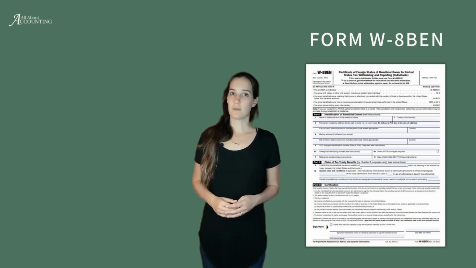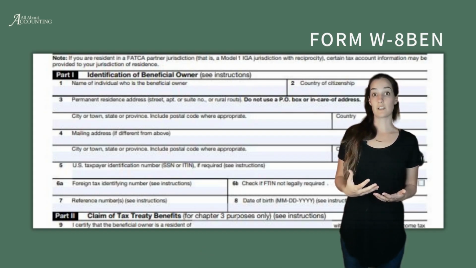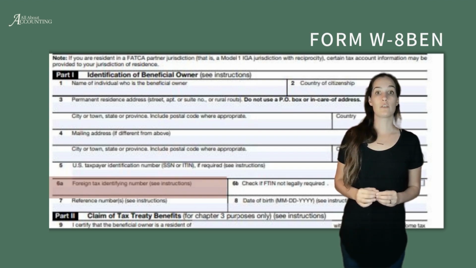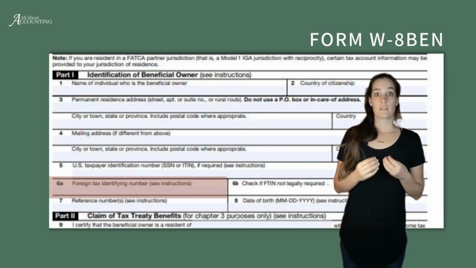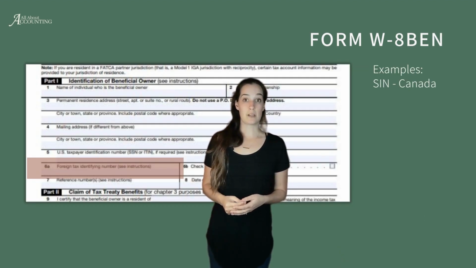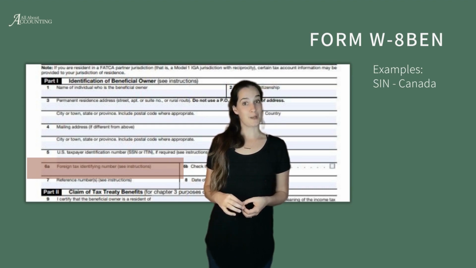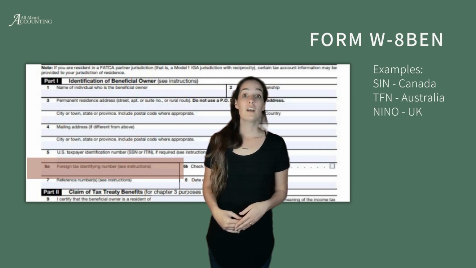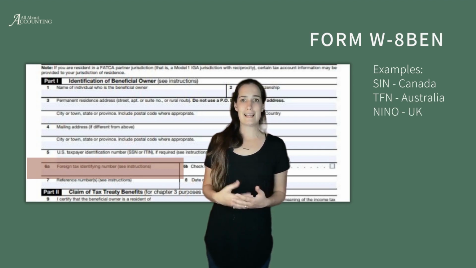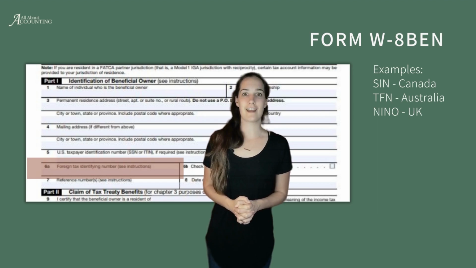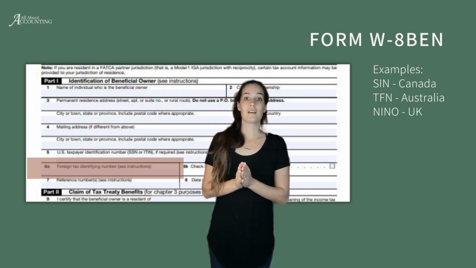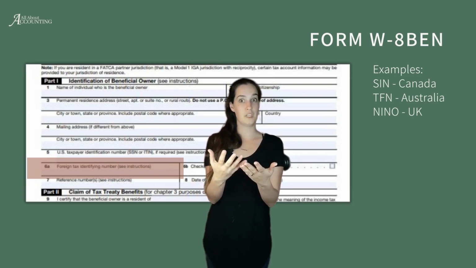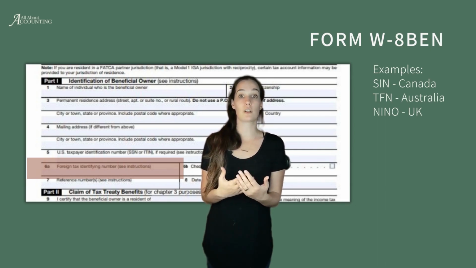So let's have a look at the W-8BEN. Part 1 is pretty self-explanatory. My only comment here is that, yes, you need to fill out your foreign tax ID number. For Canada, that's your SIN, which is your social insurance number. For Australia, that's your TFN, your tax file number. For the UK, that's your NINO, national insurance number. Basically, the number your government gives you to identify you. You get it. Basically, the Social Security number equivalent.